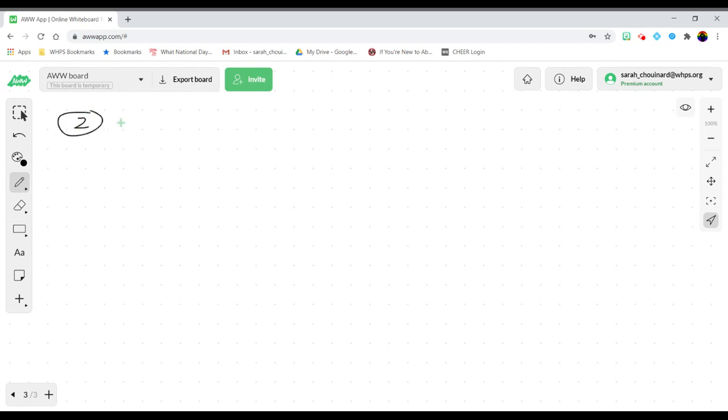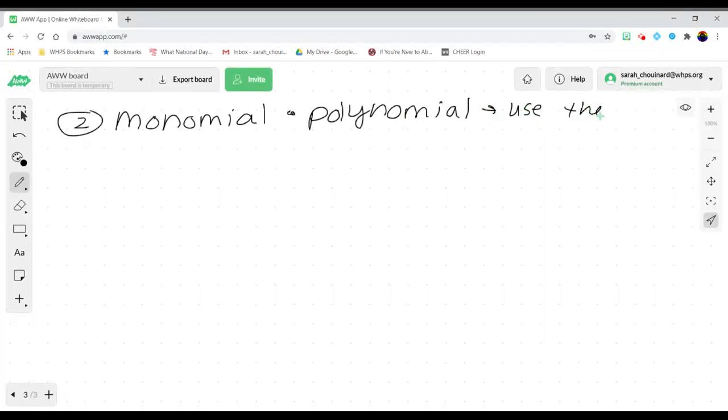The next type we can have is if we have a single term, so a monomial, times a multi-term polynomial. And here we're going to use the distributive property.